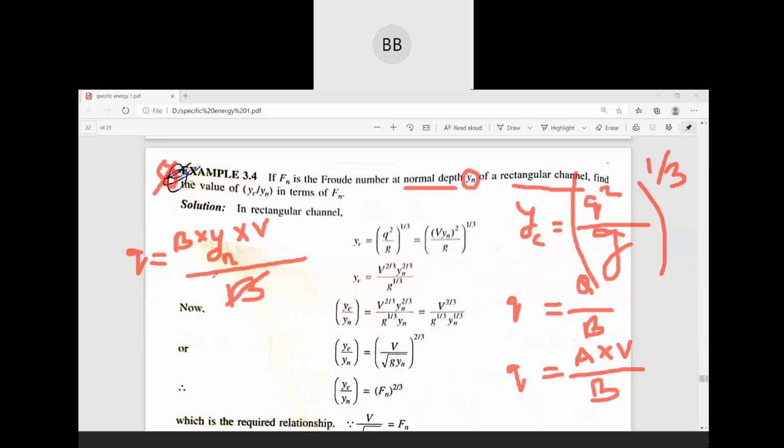So the width of the channel will be cancelled out, and for small q we can write V into Yn. So in place of q, we can write V into Yn. So it is small q squared, that is why V into Yn whole squared, divided by g, to the power 1 by 3. Then if you further solve, it will be V to the power 2 by 3, Yn to the power 2 by 3, and g to the power 1 by 3.